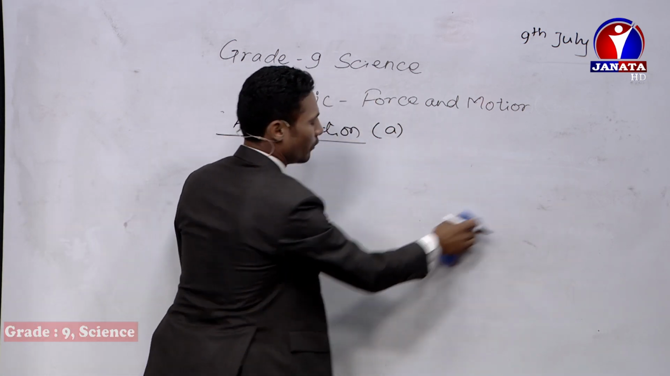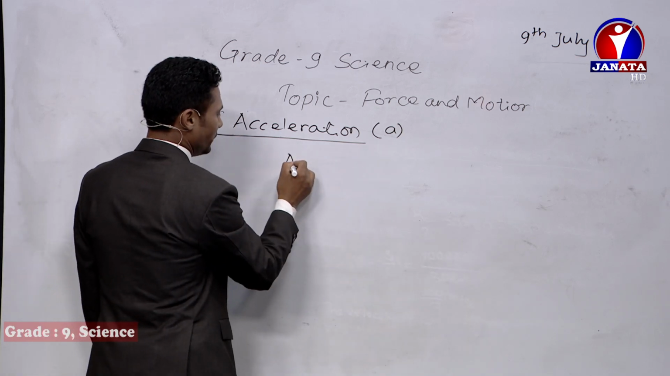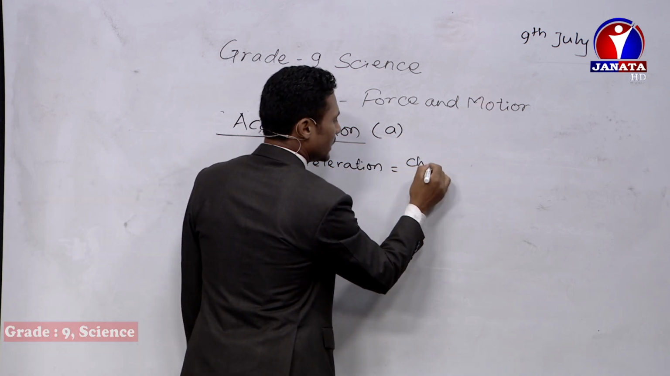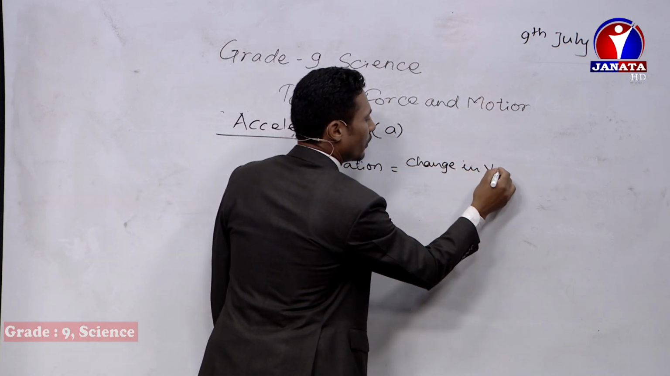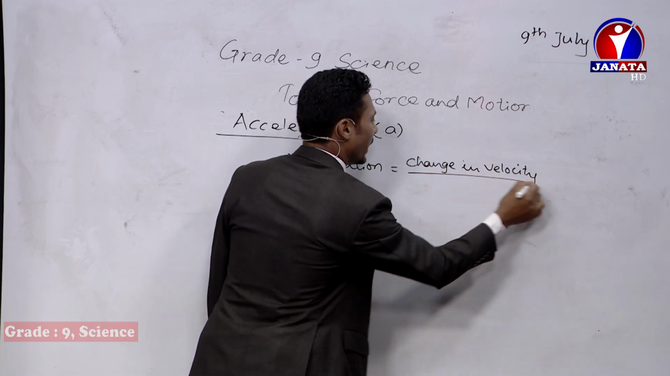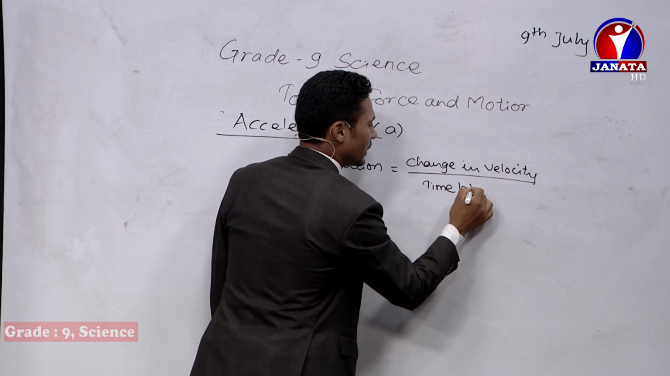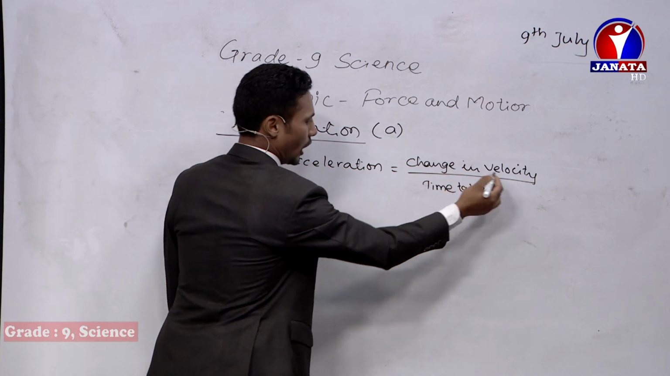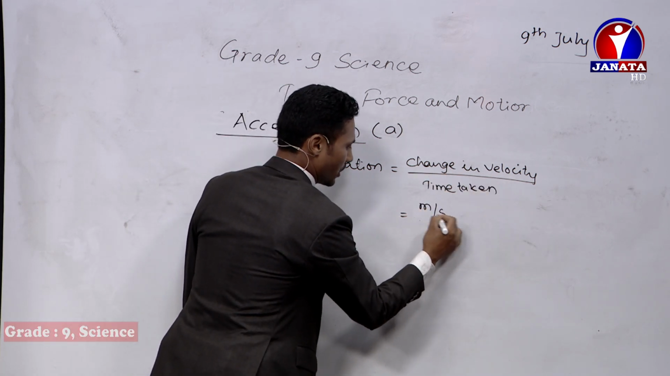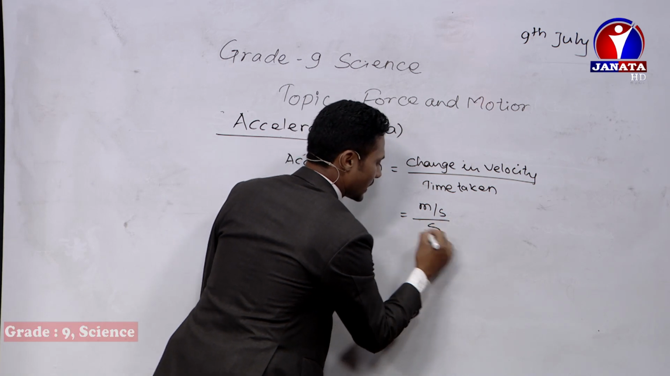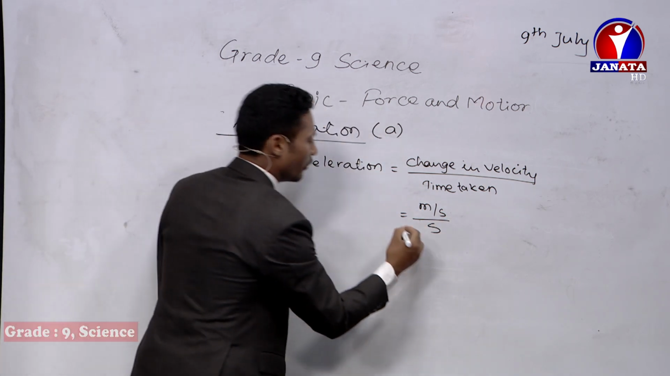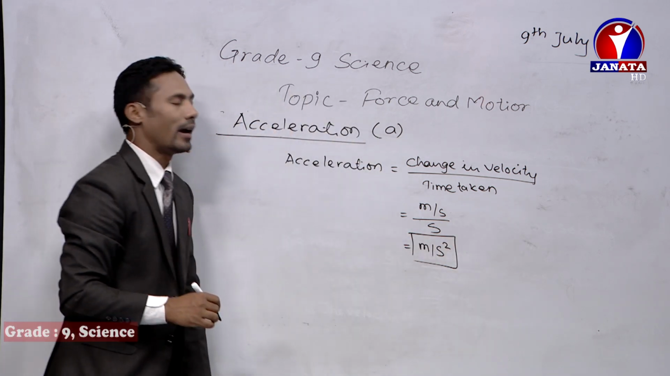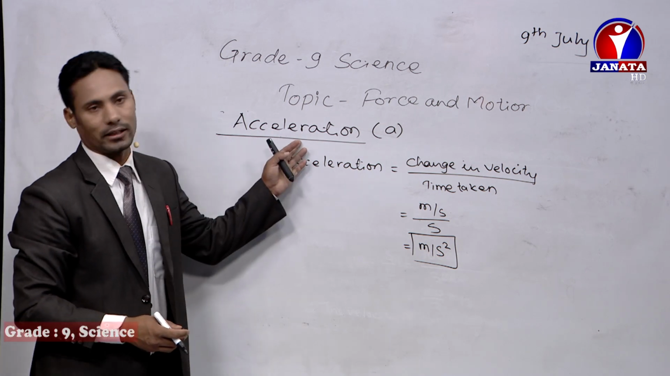So let's write down the formula for this acceleration. Acceleration is change in velocity by time taken. So let's check what is the unit of this acceleration. Change in velocity, the velocity unit is meter per second and the time unit is second. So if you simplify this, then we will get meter per second square. So meter per second square is the unit for acceleration.